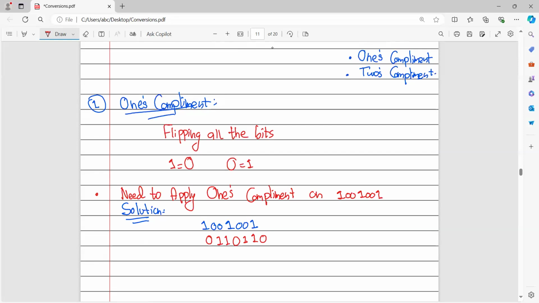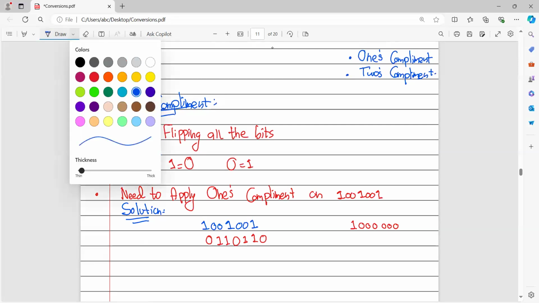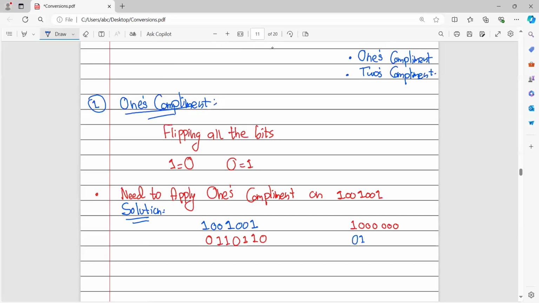Clear, sir. For example, if it's 1 0 0 0 0 0 1, that is 1 2 3 4 5 6 7 8 bits. For the ones complement, I'm just going to flip it. So 1 becomes 0, and the rest become 1. This is simple, I'm just flipping the bits.